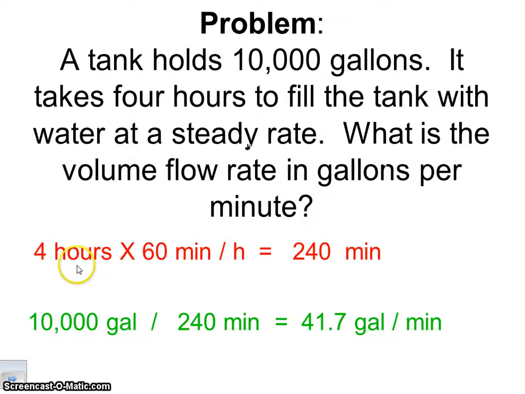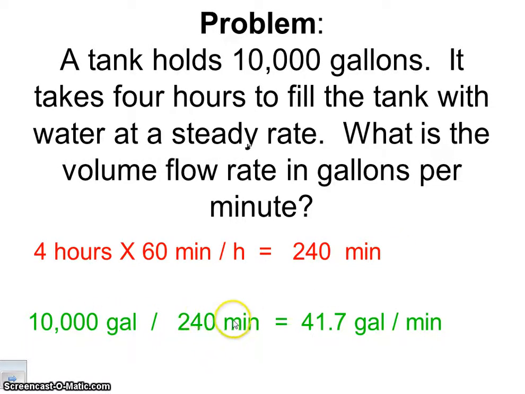If you want it in minutes, you're going to take your 4 hours from up here and change it into minutes. So 4 hours times 60 minutes per hour. The hours cancel out. 4 times 60 gives you 240, and you're left with 240 minutes.